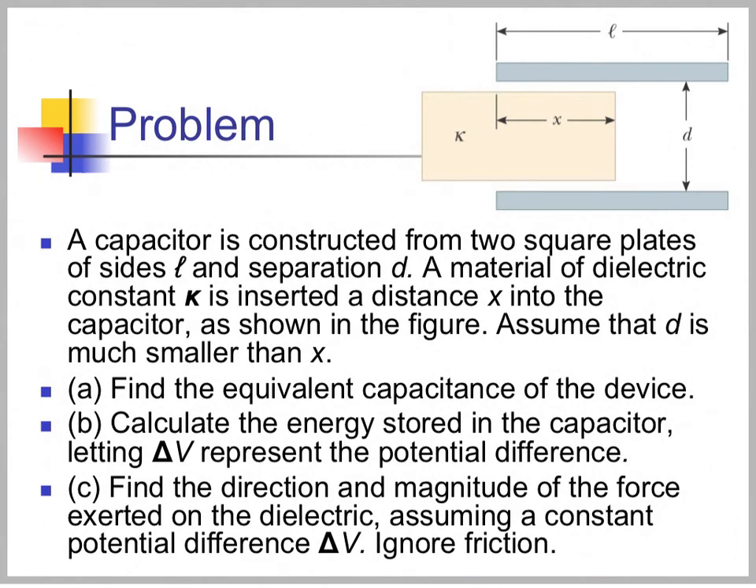Let's consider another problem. So you have a capacitor constructed from two square plates of sides L and separation D. A material of dielectric constant kappa is inserted a distance x into the capacitor. Assume that D is much smaller than x. Find the equivalent capacitance of the device. Calculate the energy stored in the capacitor, letting delta V be the potential difference. And find the direction and magnitude of the force exerted on the dielectric, assuming a constant potential difference delta V, ignoring friction.